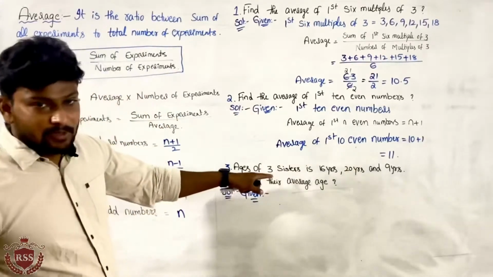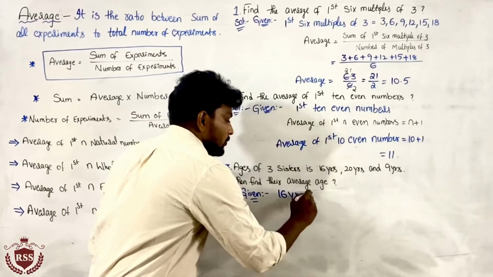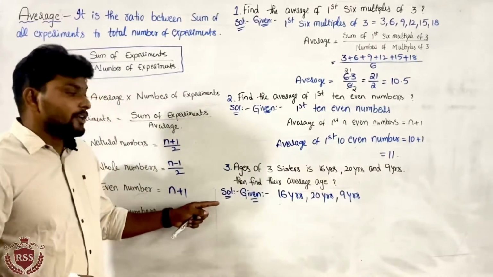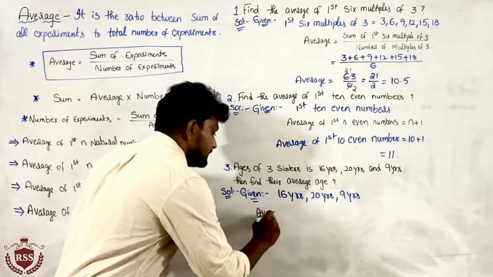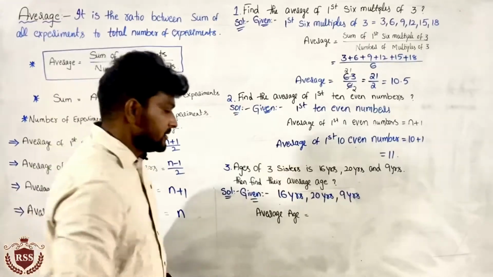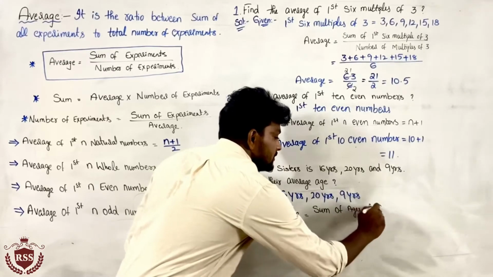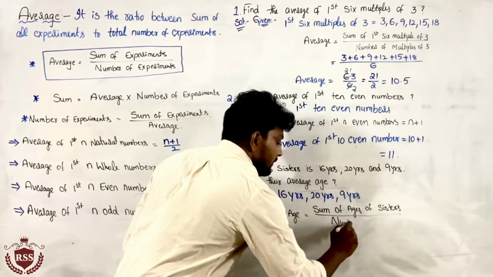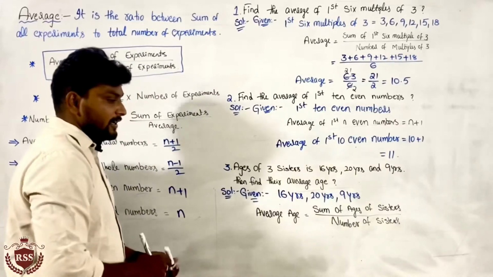Ages of three sisters. Three sisters' ages are given: 16 years, 20 years and 9 years. These are the ages of the sisters. So we need to find the average age. So average age equals to, what are the experiments here? Ages of sisters. So sum of ages of sisters by number of sisters. This is the formula.